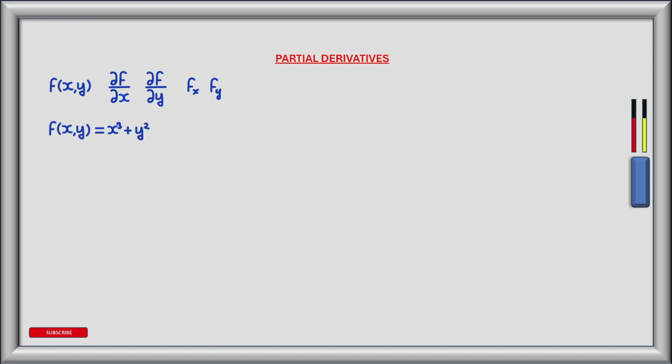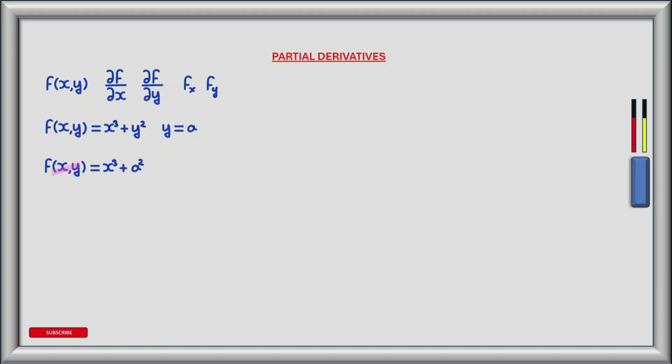So let's suppose we have a function f of xy equals x cubed plus y squared, and we want to find the partial derivative of f with respect to x. So that's the rate of change of x when we hold y constant. To help us understand this, let's set y to be a constant. So let y equal a. Now our function f of xy is equal to x cubed plus a squared, and df by dx, the partial derivative of f with respect to x, is simply differentiating the function with respect to x.